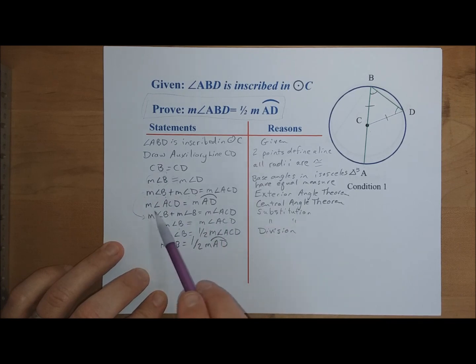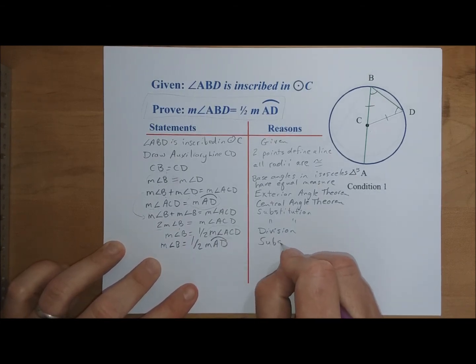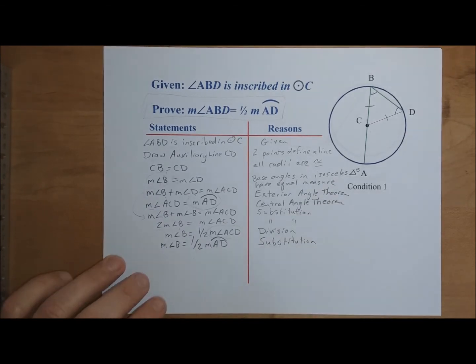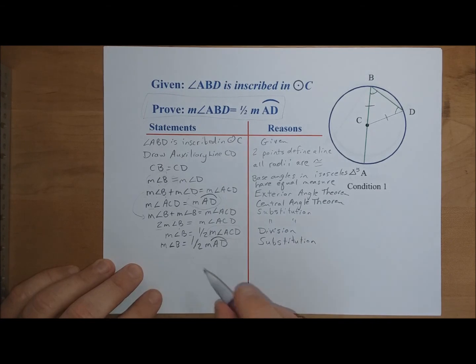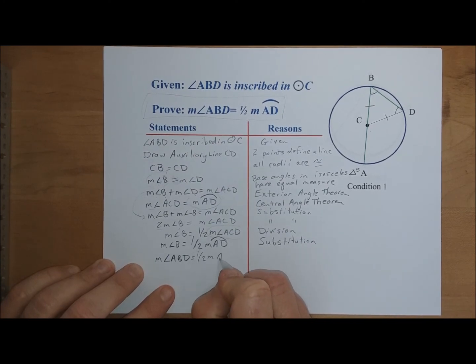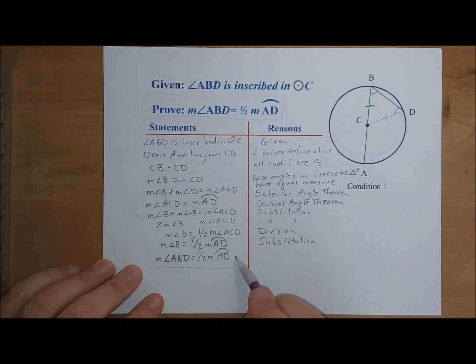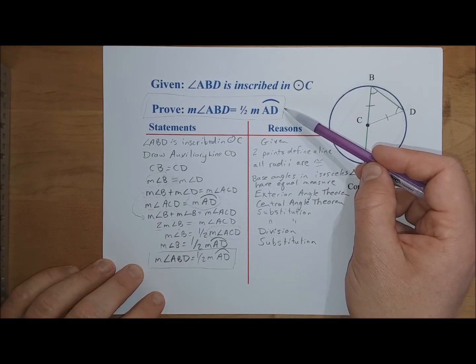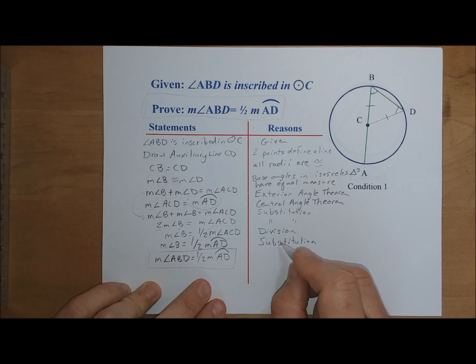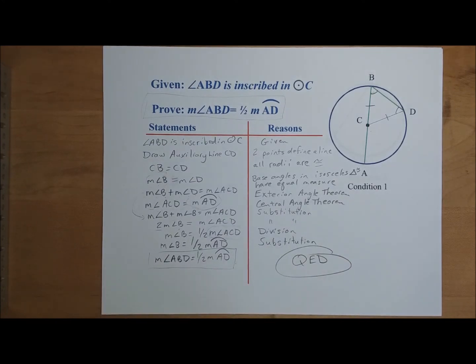What I'm going to do is just substitute. Since the measure of angle ACD equals the measure of arc AD, I'll substitute the measure of arc AD in for the measure of angle ACD there so that I can rewrite that equation. All I did there was substitution. And the measure of angle B here really is the measure of angle ABD equals 1/2 the measure of arc AD. They are in fact the same angle, angle B and angle ABD. So did we prove what we were asked to prove? Does this match our dashboard? Indeed it does. So we've done a substitution here and our proof is done, QED.